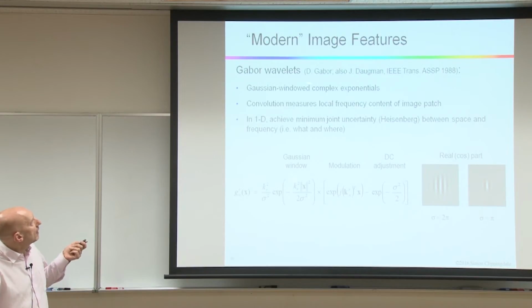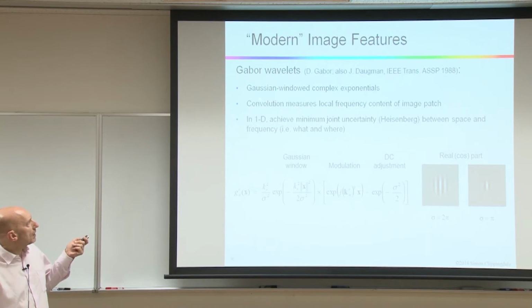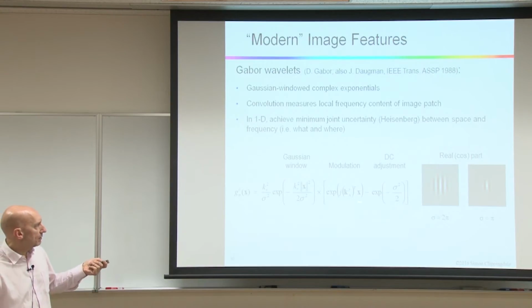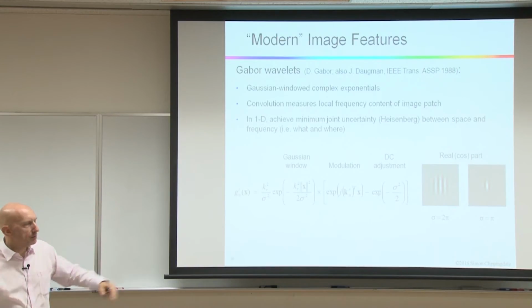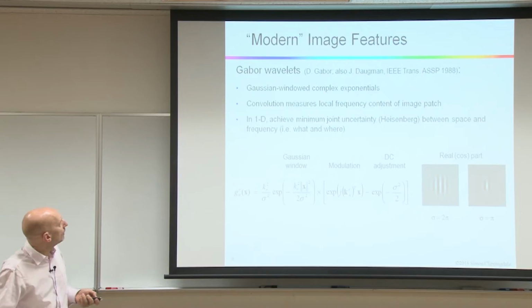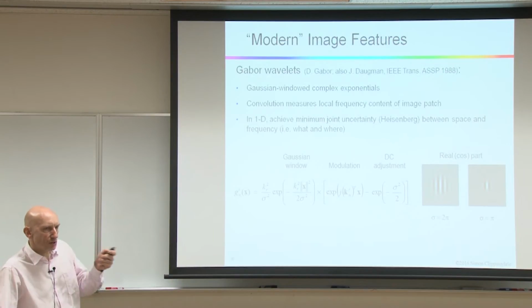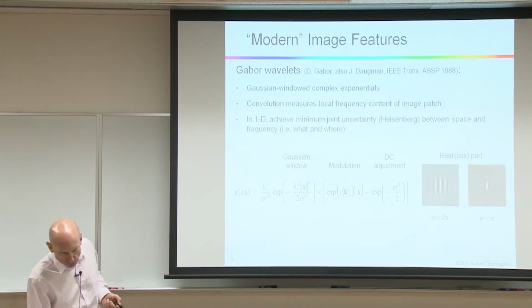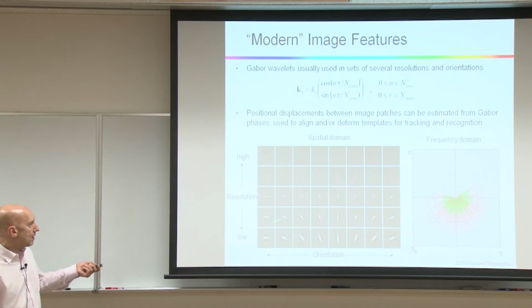Slightly more modern are so-called Gabor wavelets. These look like this. Here's a pair of Gabor wavelets. And these are complex exponentials, which means they have sine and cosine parts with a smooth Gaussian window. And they have various nice mathematical properties when you're trying to measure aspects of an image. I won't spend too much time on those, but a complete set of these things might look like this.